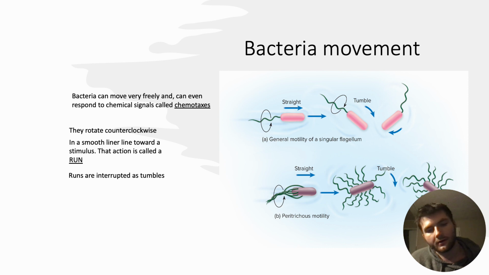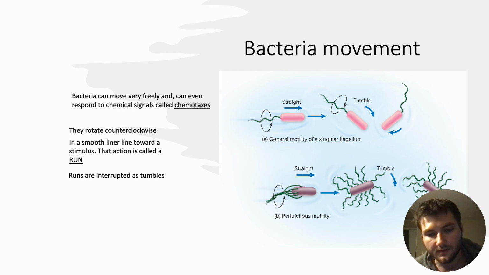So talking more about bacterial movement, bacteria can move very freely, and can even respond to chemical signals, called chemotaxis. They rotate counterclockwise in a smooth linear line towards a stimulus. That action is called a run, and runs are interrupted by tumbles. This picture kind of shows how they move. Very angular, I guess, very runny, like self-propulsion, like so. I hope that goes over the motility part.